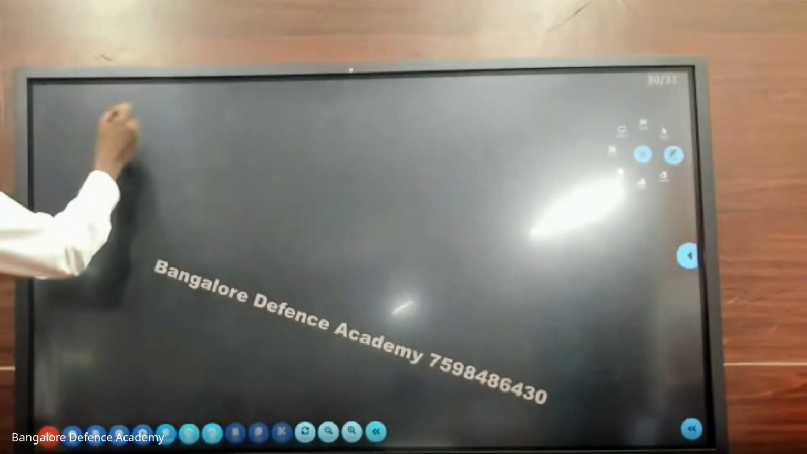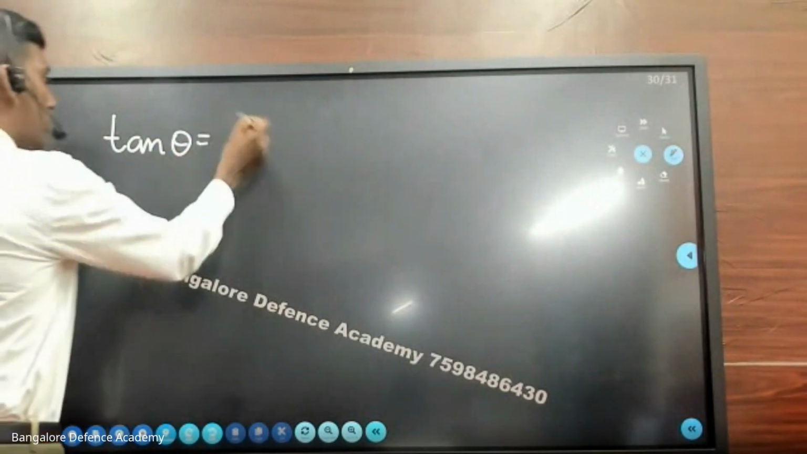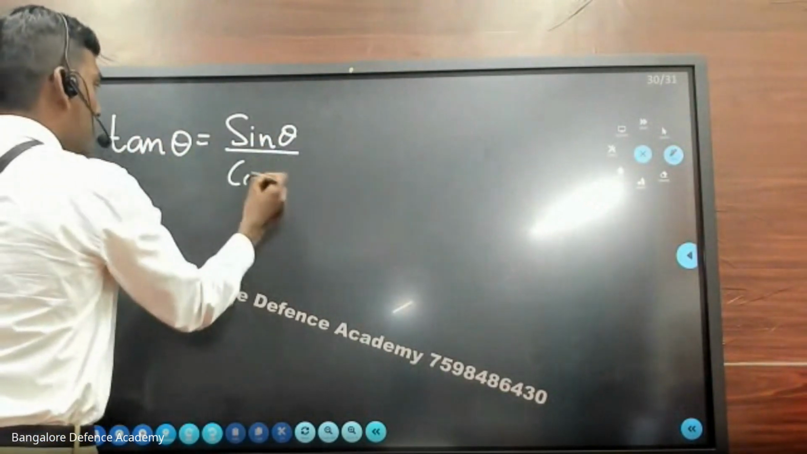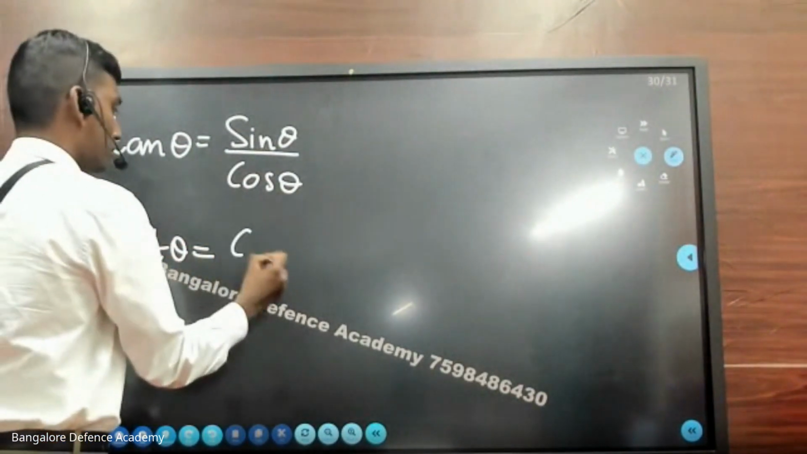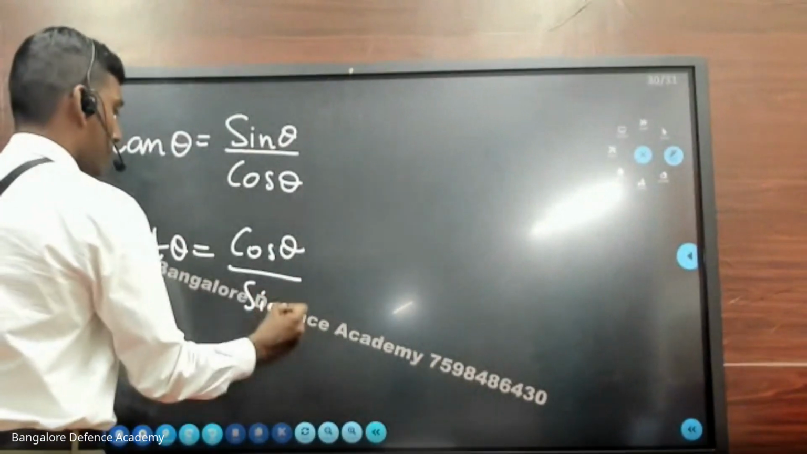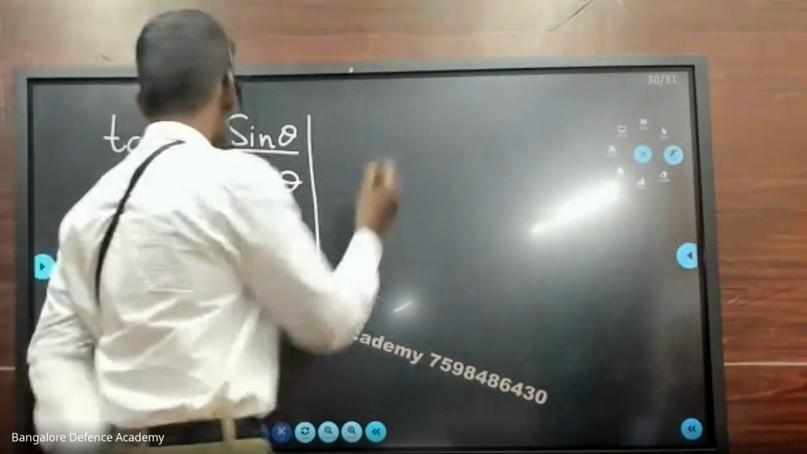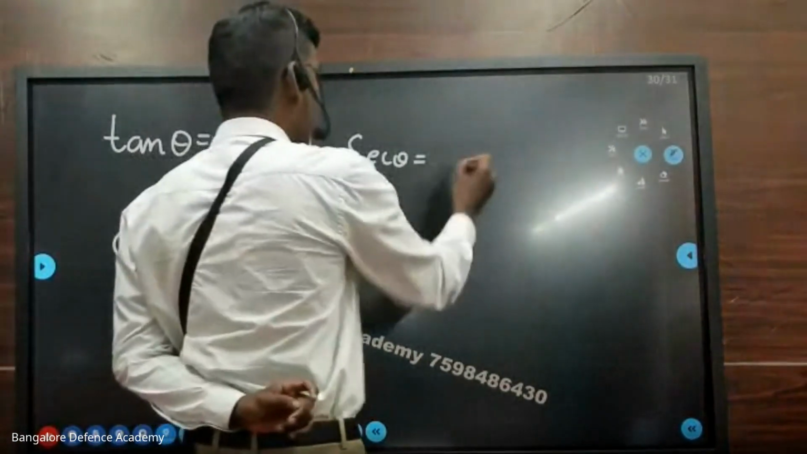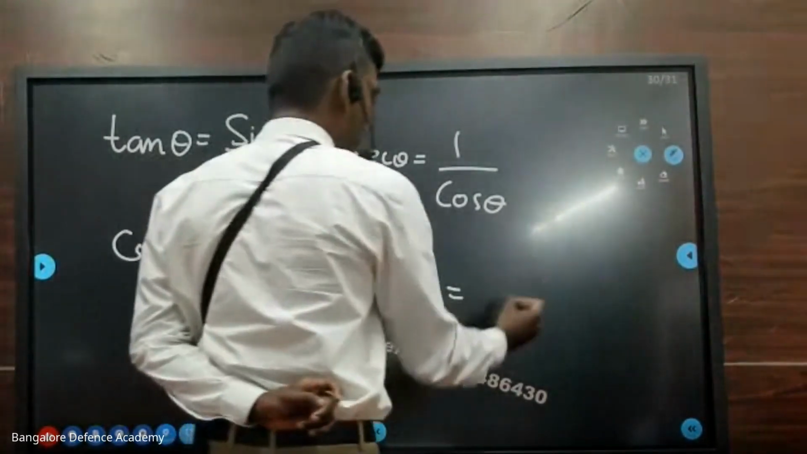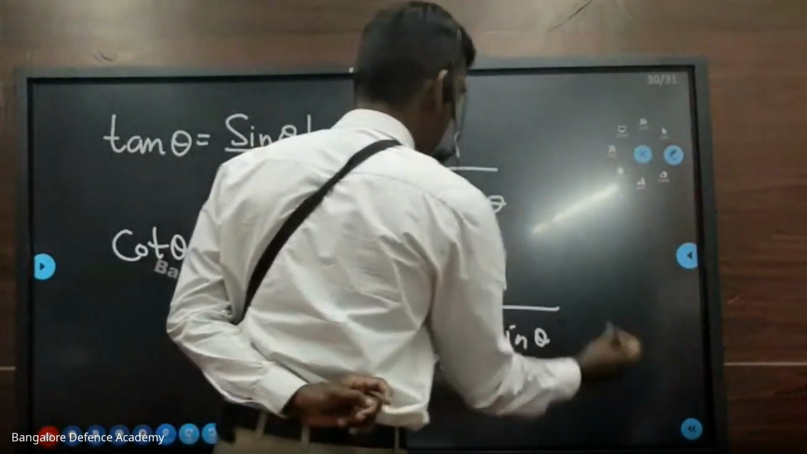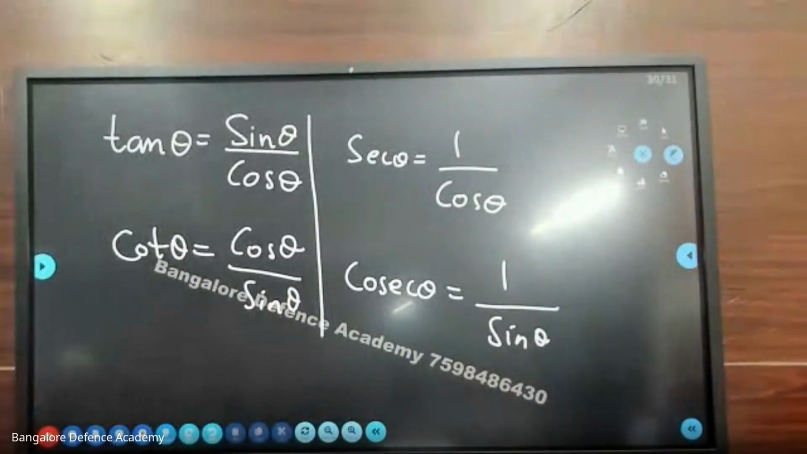Next. Write down this formula. Tan theta is equal to sin theta by cos theta. Next, cot theta is equal to cos theta by sin theta. Next, secant theta is equal to 1 by cos theta. And cosecant theta is equal to 1 by sin theta. So this is tan and cot in terms of sin and cos. Have you written all these things? Did everyone write? Okay, next.